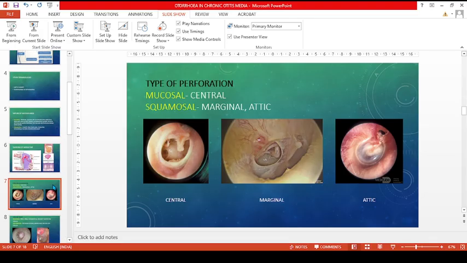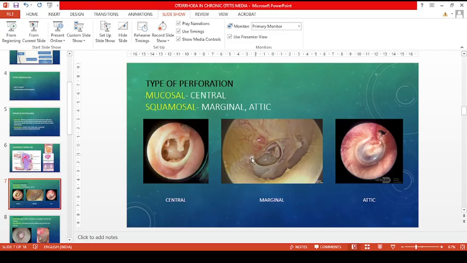The type of perforation in case of mucosal type is a central perforation, because it involves the pars tensa. So a central perforation is a perforation that's confined to pars tensa, surrounded all around by remnants of pars tensa. A marginal or attic perforation is seen in squamosal type of CSOM.